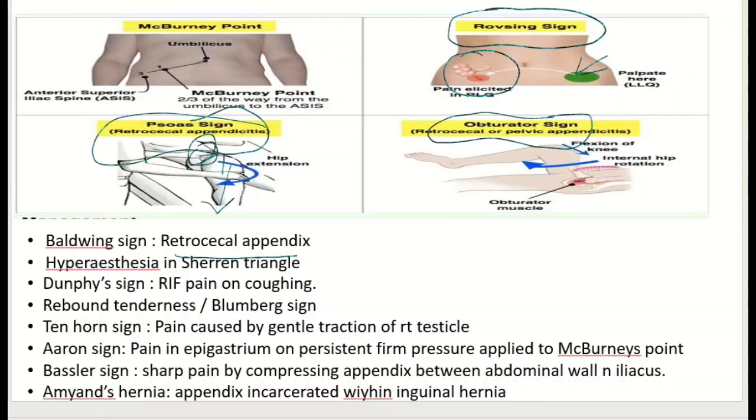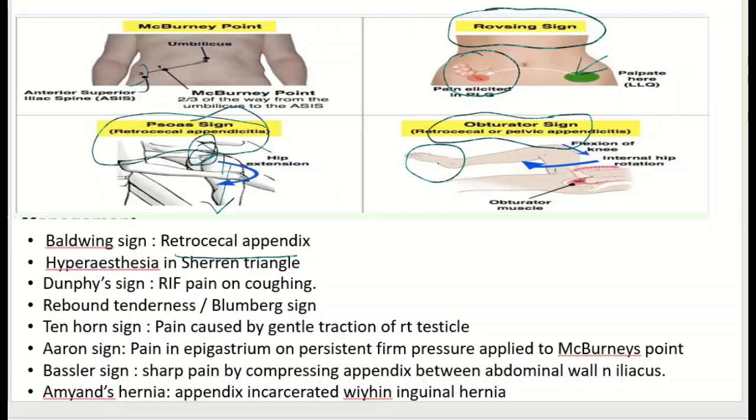Next, another important sign is obturator sign. This is seen in pelvic appendix. Here, what we do in obturator sign is internal rotation of the right hip joint by flexing the knee and externally rotating at the ankle joint. So it will cause internal hip rotation, which will give irritation and cause pain because of the inflamed pelvic appendix. These two signs are extremely important.